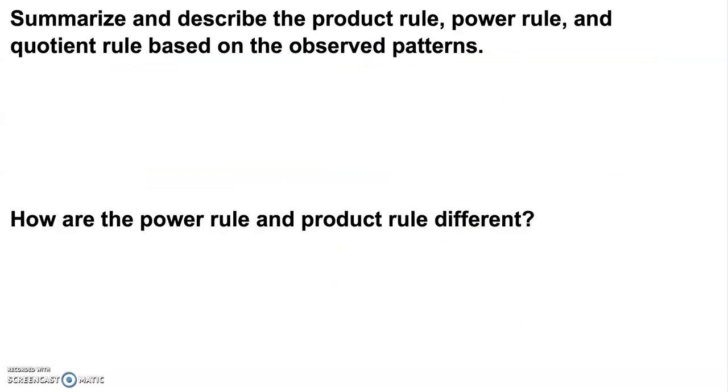Lastly, I really want to focus on the summary for this lesson. Summarize and describe the product, power, and quotient rules based on the observed patterns. So I really want you to write about what the rules do. And then I want you to answer the last question. How are the power rule and product rule different? Really dive into that question and look at maybe what you're given. How is what you're given different so that you know what to do with the exponents?